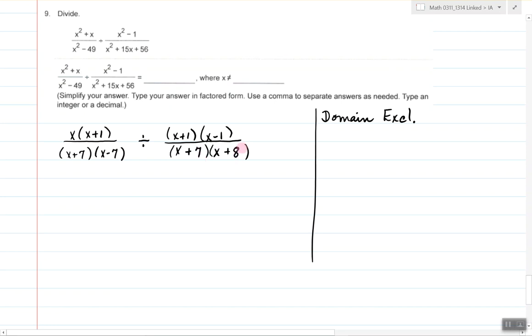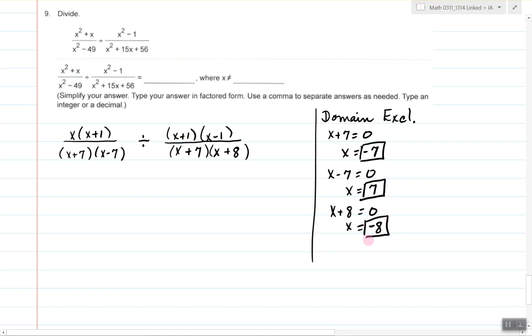All right, it looks like I have quite a few factors to consider that could take on a value of 0. If x plus 7 is 0, I get a domain exclusion of negative 7. If x minus 7 is 0, I get a domain exclusion of 7. Moving over here, x plus 7, I've already done it, so I don't need to do that again. So if x plus 8 is 0, x is negative 8, and that's an exclusion. So far I have 3.